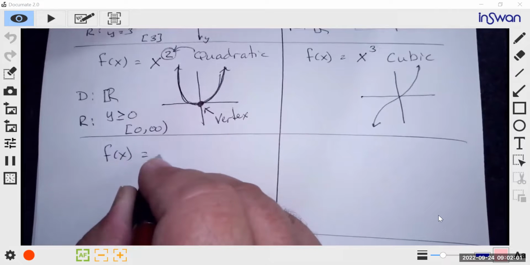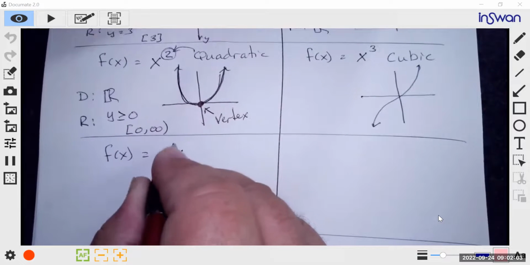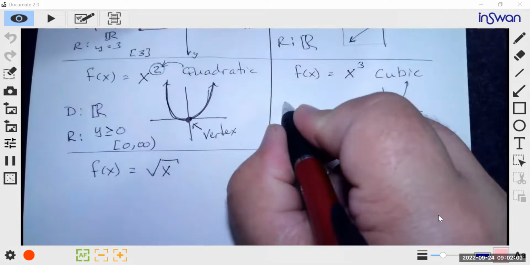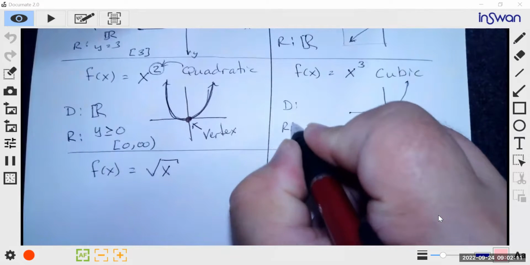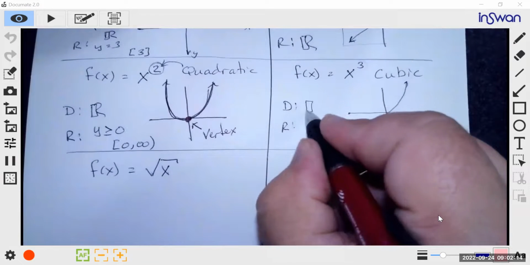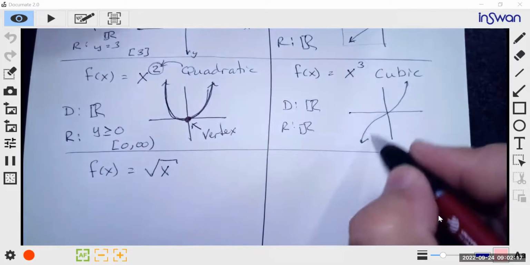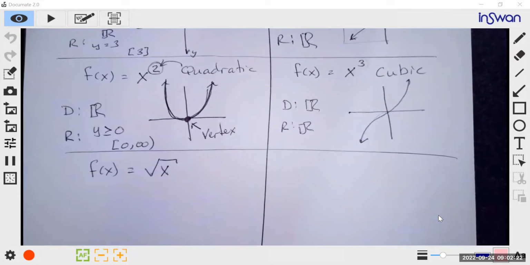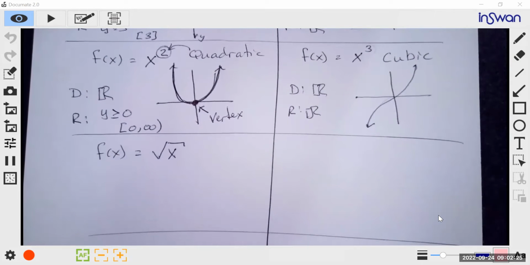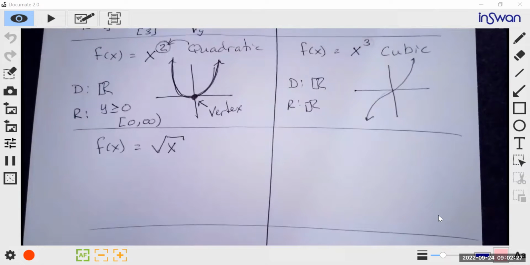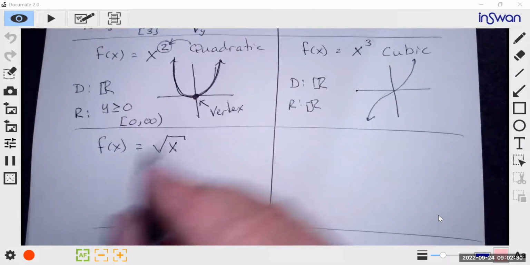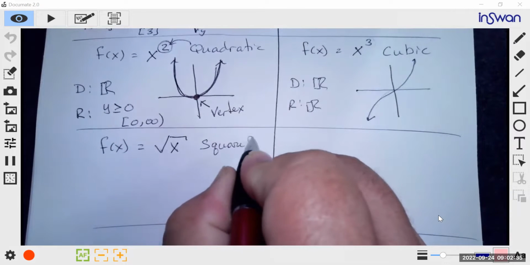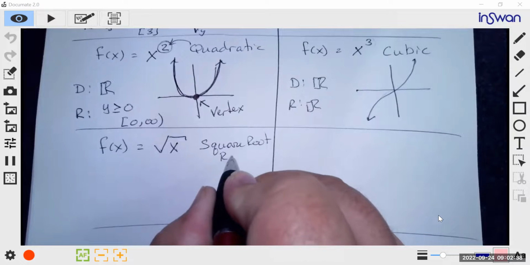The fifth equation, the square root of x. We haven't done domain and range yet. Yeah, both of these are all real numbers because it goes on forever both directions. Okay, this is called a square root function. Square root, radical.